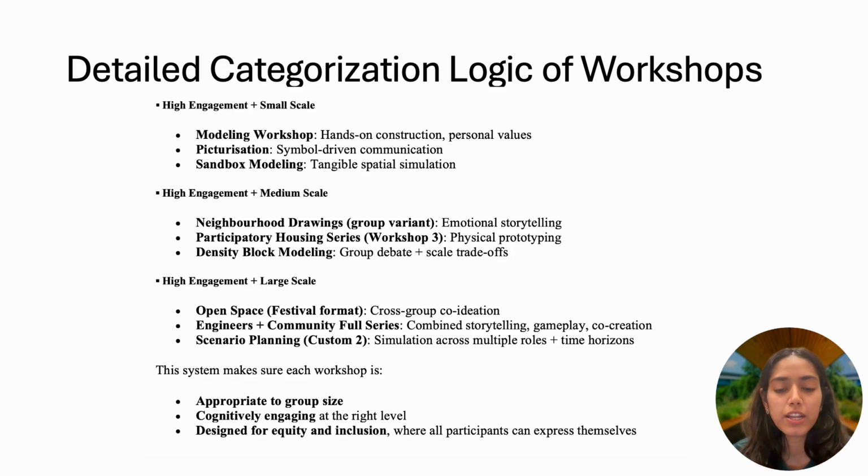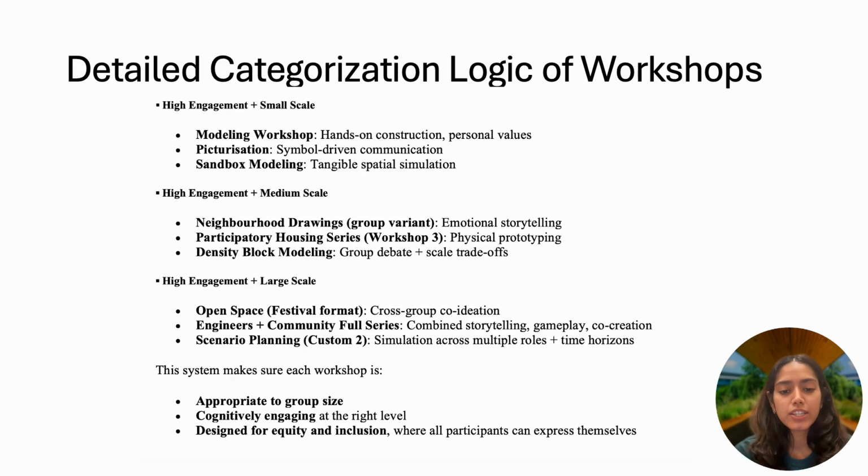Next is high engagement and a medium scale. You have neighborhood drawings, a group variant of this workshop, participatory housing series, and density block modeling. The first is about emotional storytelling, the second is physical prototyping, and finally, group debate and scale trade-offs.